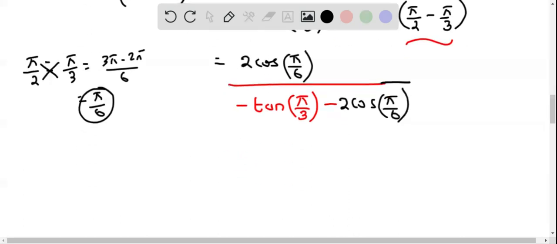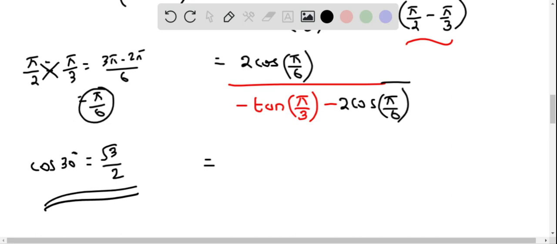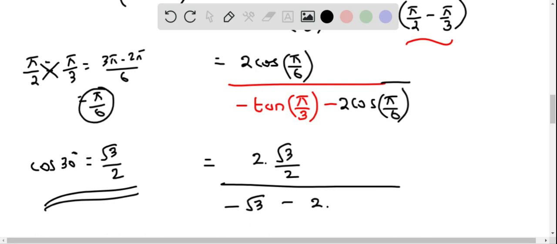Let's evaluate this. Cosine of pi by 6 is basically cosine of 30 degrees, so this equals root 3 over 2. We could know about this from the unit circle or from the standard trigonometric tables. So I'm going to replace cosine of pi by 6 with root 3 over 2, and this is all over negative of tangent of pi by 3, which is tangent of 60 degrees, and that equals root 3, minus 2 times the same expression, root 3 over 2.